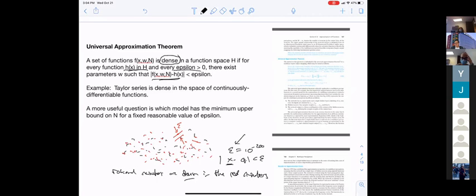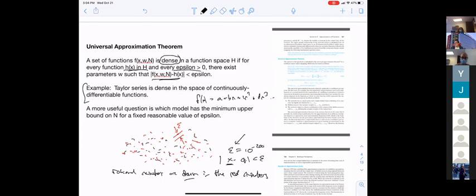Because you know that the rational numbers are countable and the real numbers are uncountable. There's a lot more real numbers than rational numbers. Not just an infinite number more, an infinitely infinite number more real numbers, and yet the rationals are dense in them. So you can have the same concept for functions. Here's an example, the Taylor series. The set of functions that can be written as f of x equals a plus b x plus c x squared plus d x cubed.